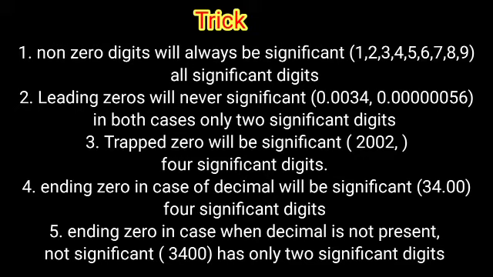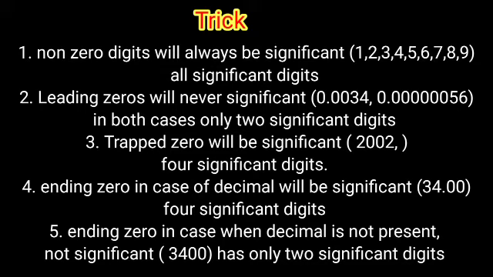Non-zero digits will always be significant, like 1, 2, 3, 4, to 9, they are always significant. Remember that. And number 2, leading zeros will never be significant. Leading zero means the zero at the start of the number, like 0.00. All these 3 zeros are non-significant. So in both cases, there are only 2 significant digits.